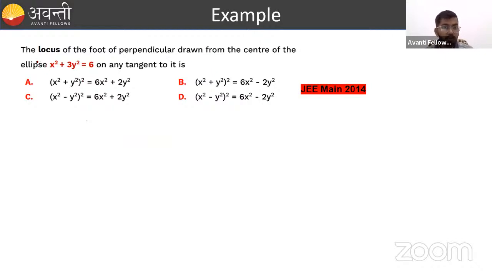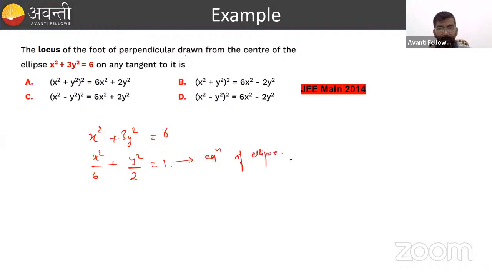Now the locus of the foot of perpendicular drawn from the center of the ellipse on any tangent to it is. So first of all, let's see what is the equation of the ellipse? x square plus 3y square equals 6, that is x square upon 6 plus y square upon 2 equals 1. So this is the equation of the ellipse, right? So what is the equation of tangent?